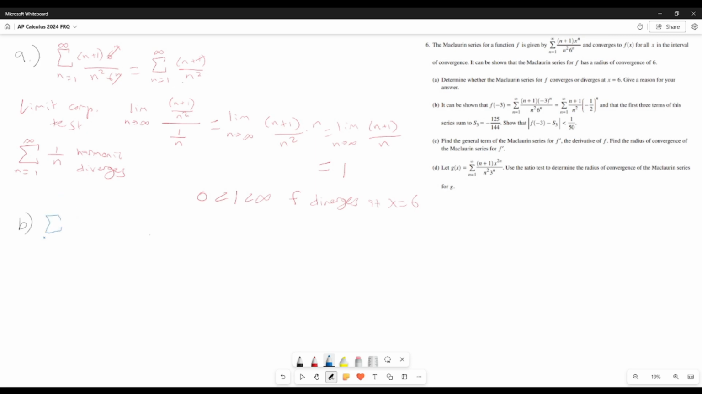Let's go ahead and write down our series. The sum from n equals 1 to infinity of (n plus 1) times negative 3 to the n over n squared 6 to the n. Now, because we've got this negative 3 here and nothing else negative in the denominator or numerator, this is an alternating series. So I can simply use the alternating series bound, which states that the error, or what it shows us there, f of negative 3 minus s sub 3, is less than the fourth term. So we can call that a sub 4.